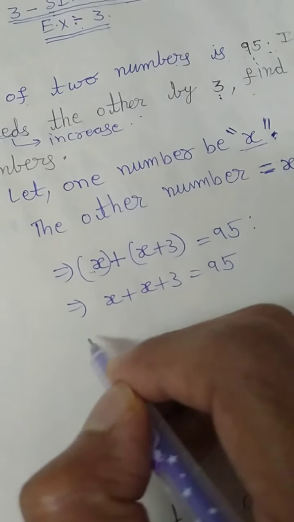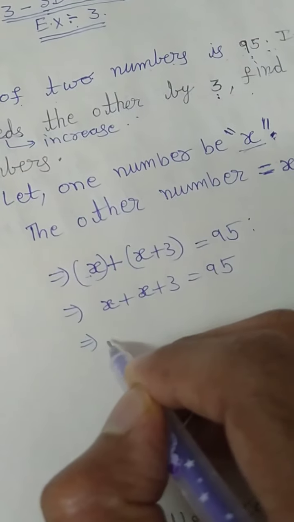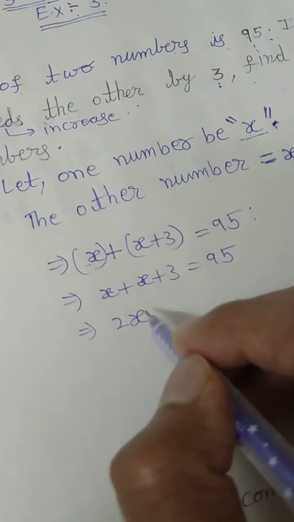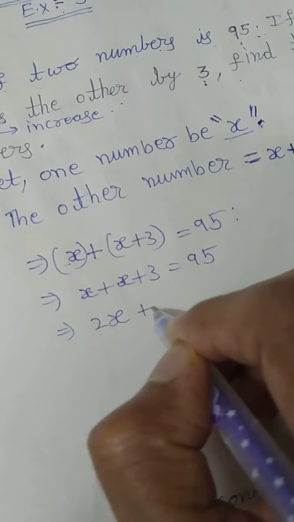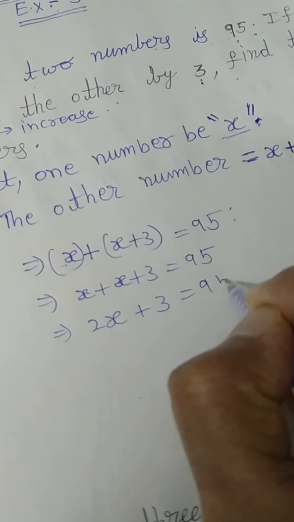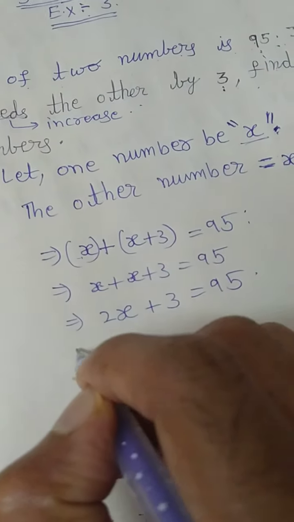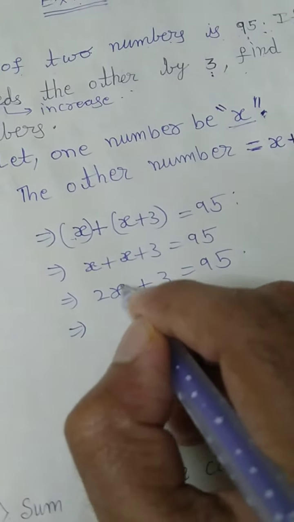We have removed the brackets. So x plus x is equal to 2x, because 1x plus 1x is equal to 2x. So 2x plus 3 is equal to 95. Okay children, I think you are getting my point. We have to find the x value.